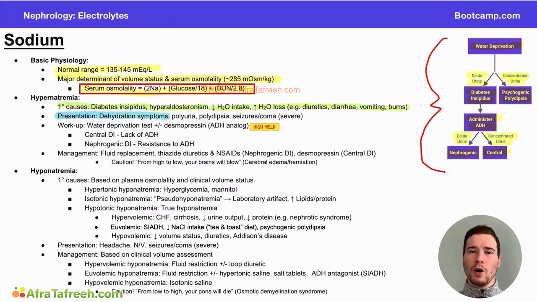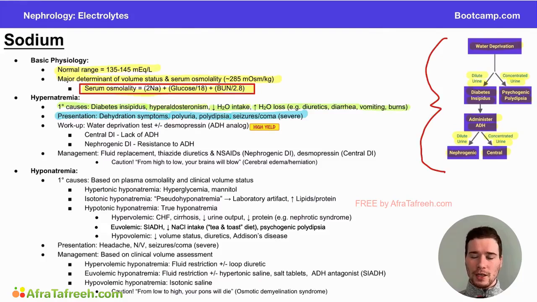If we're low on free water and we're high in our sodium levels, signs of dehydration can be present. Additionally, we can get polyuria and polydipsia. So these are things such as frequent urination or increased thirst, an increased desire to drink more water. And if severe, we can get seizures and coma. So anytime we have a very severe electrolyte derangement, we have much more severe presentations with these patients.